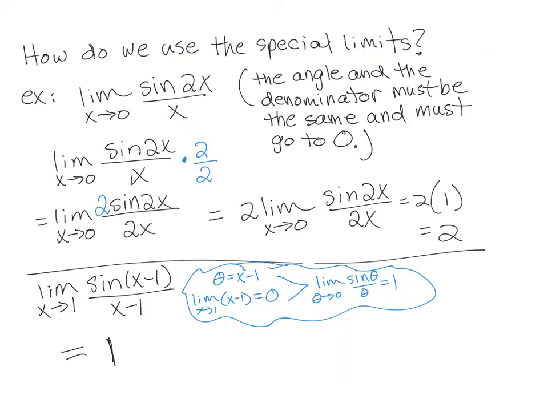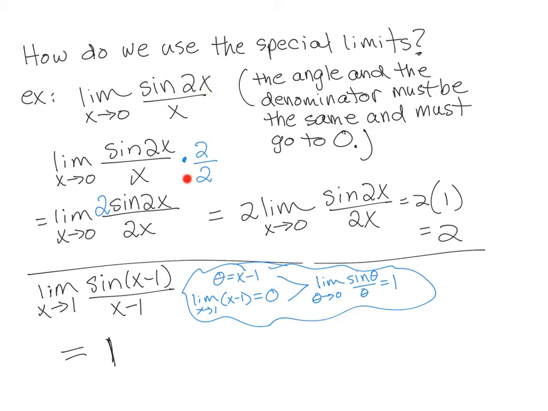Okay, so how do we use this special limit? Well, we had the limit of sine of x over x goes to 1 when x goes to 0, right? So now look at this. This has to be the same as this, and they both have to go to 0 for me to be able to use that theorem. So the bottom has to be a 2x to match this angle.